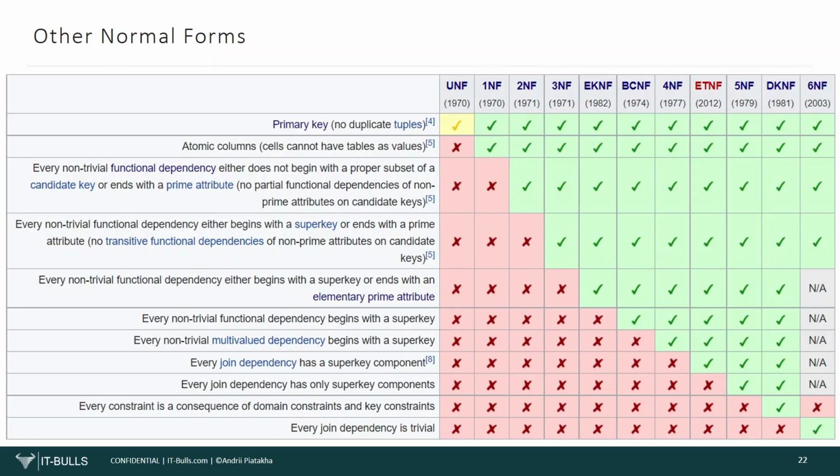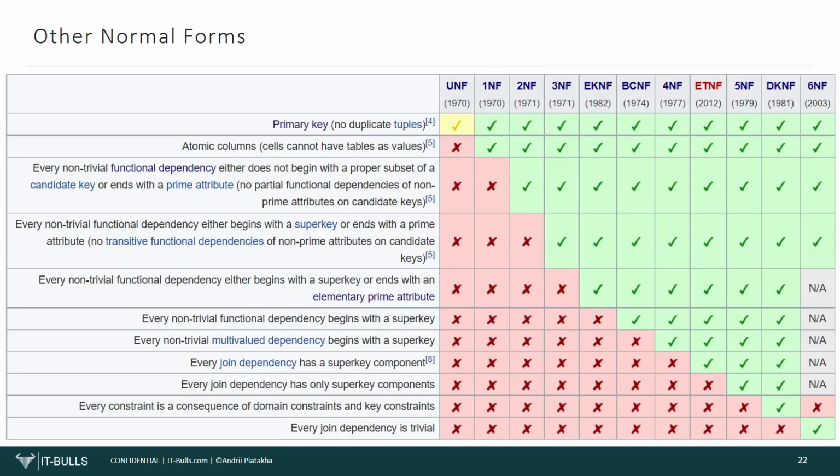Elementary key normal form is a subtle enhancement on third normal form. Thus, EKNF tables are in third normal form by definition. This happens when there is more than one unique compound key and they overlap. Such cases can cause redundant information in the overlapping columns. A table is in elementary key normal form if and only if all its elementary functional dependencies begin at whole keys or end at elementary key attributes.